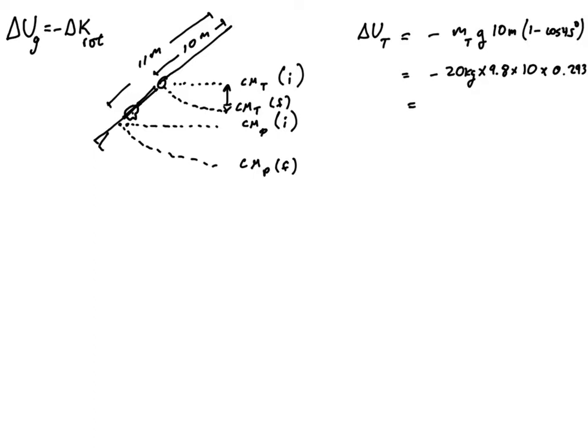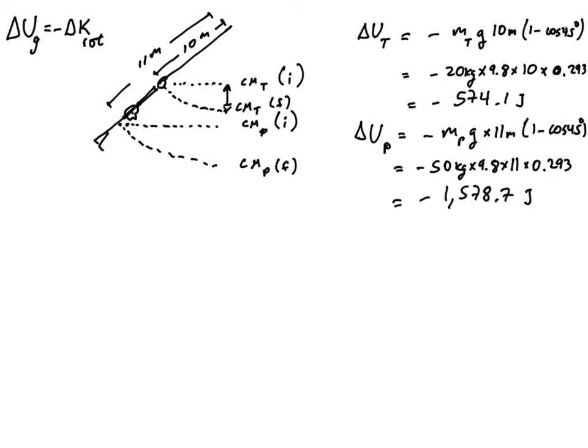So plugging in the numbers, we get the change in the gravitational potential energy of the trapeze: minus 574.1 joules. For the person, we're going to have a similar equation. It's going to be minus the mass of the person times g times the distance between the center of mass of the person and the pivot, that's 11 meters, and then the term 1 minus cosine of the initial angle, which is 45, so 1 minus cosine of 45. Plugging in the numbers, you get that the person drops 1578.7 joules of potential energy.